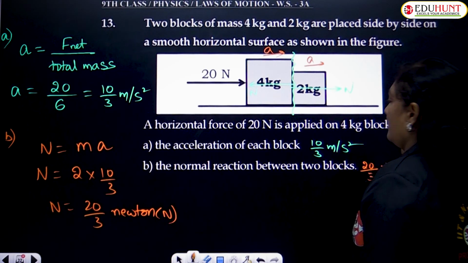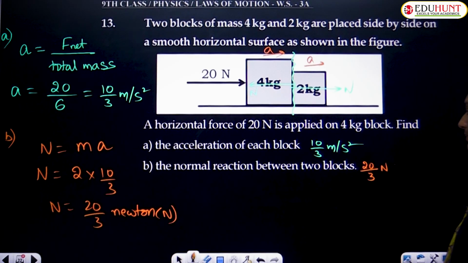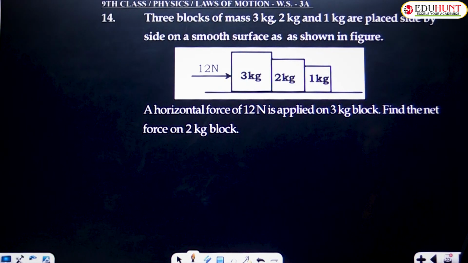20/3 Newton. So acceleration was 10/3 meter per second square, whereas the normal reaction force is 20/3 Newton. Okay, got it? So well, that's all. Moving to the next question, that is 14th question.